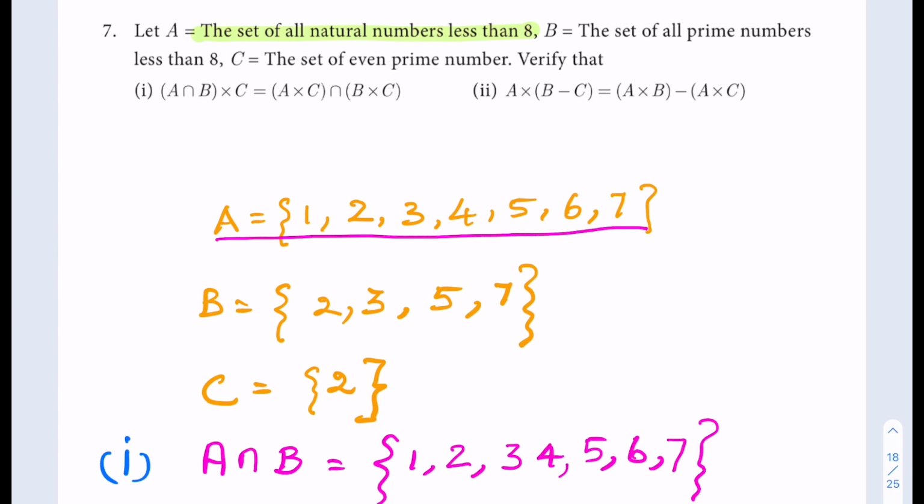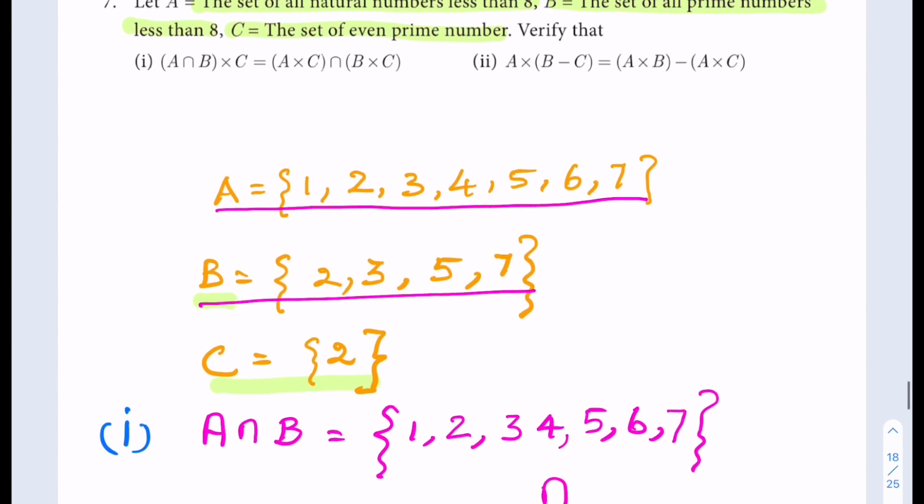Now let us go and see B. B is a set of all prime numbers less than 8. So the first prime number is 2. So B gets the value 2, 3, 5, 7 for its elements. Now C is a set of all even prime numbers. So the only even prime number is 2. So C is a set with number 2.